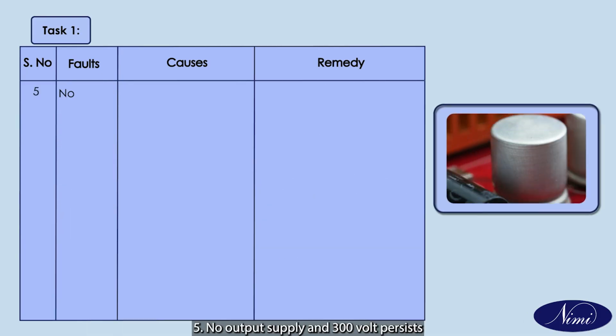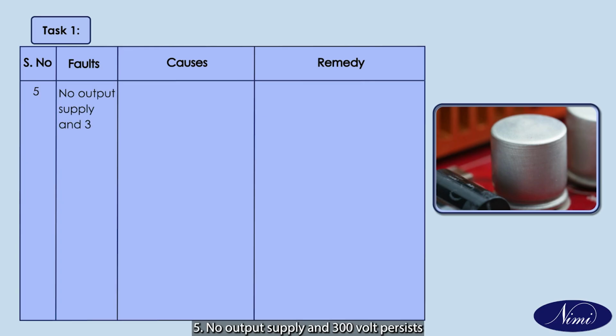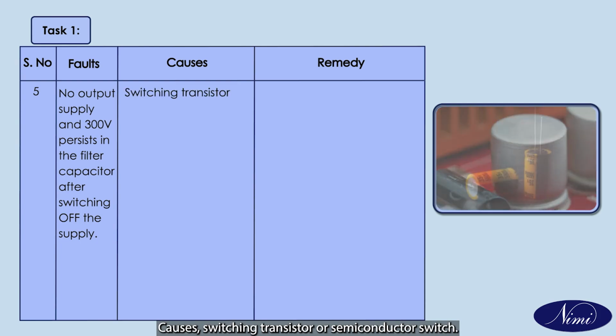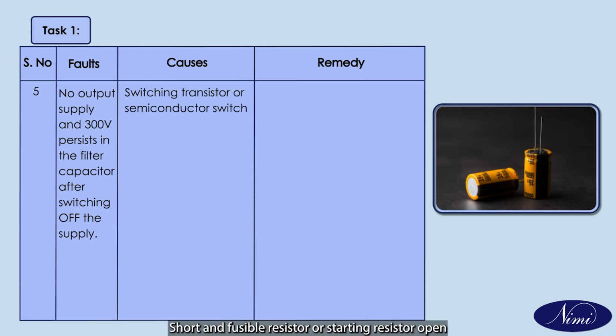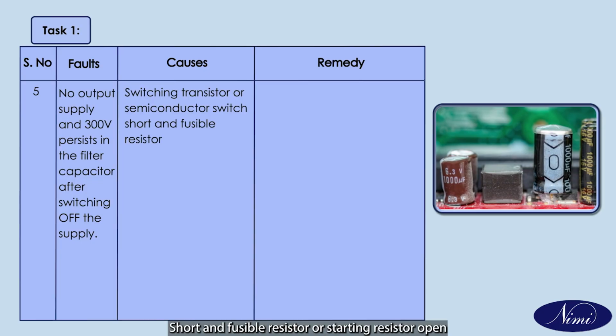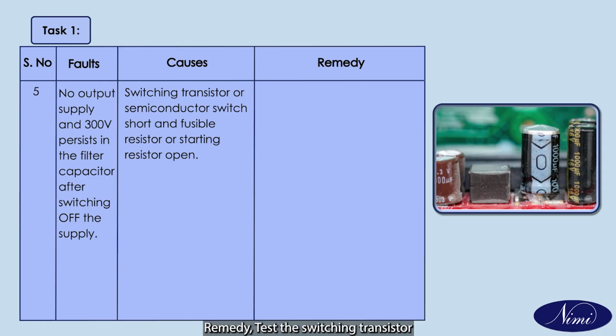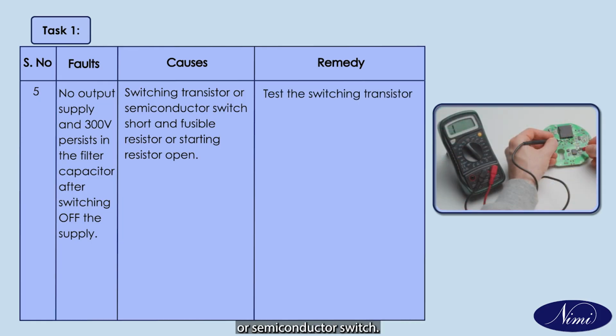Number 5. No output supply and 300 volts persists in the filter capacitor after switching off the supply. Causes: switching transistor or semiconductor switch short, and fusible resistor or starting resistor open. Remedy: test the switching transistor or semiconductor switch. If it fails, replace it.